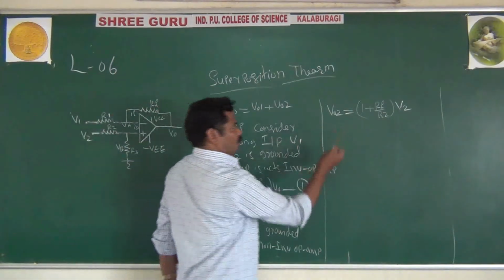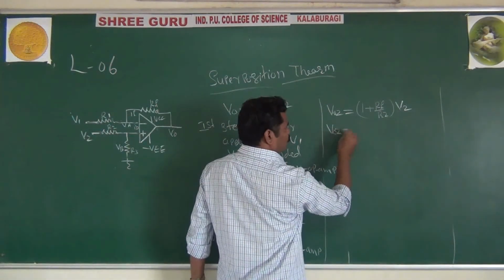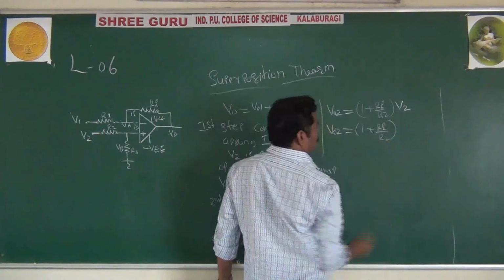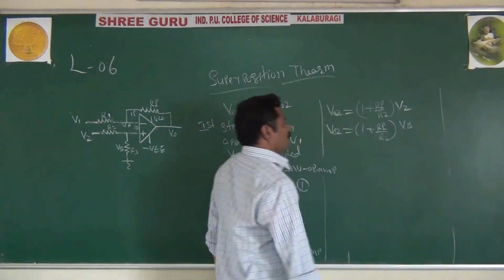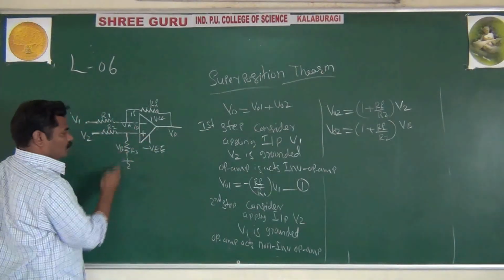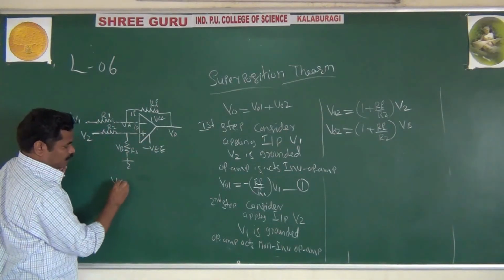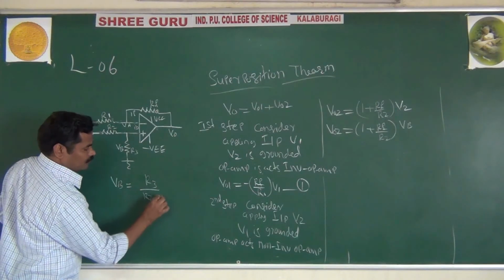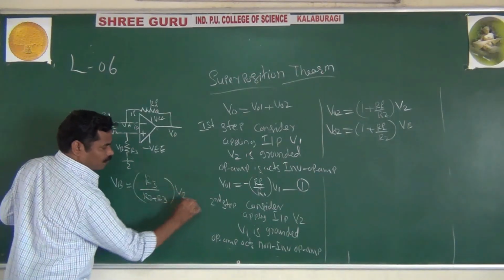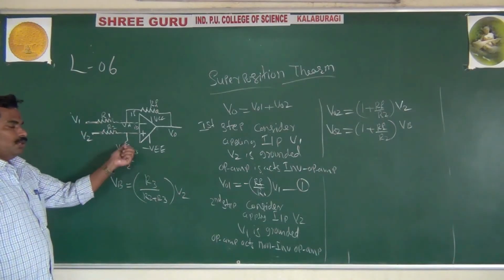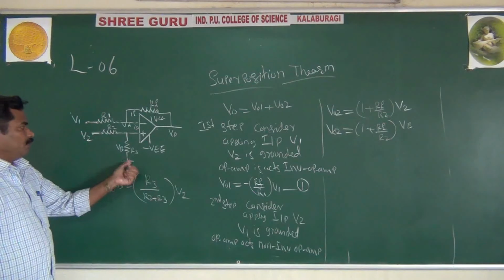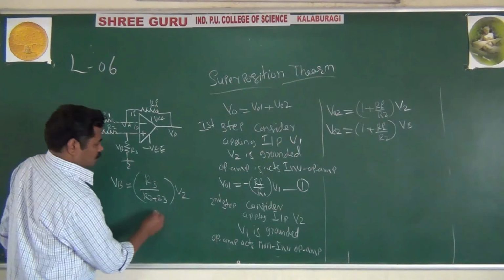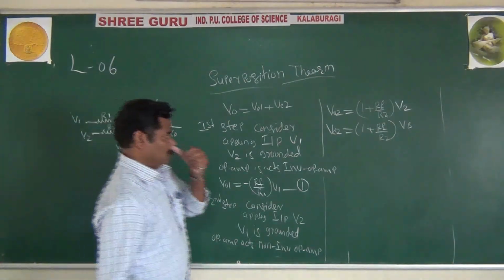I can also write, in case of V2, V02 equal to 1 plus Rf by R2 into VB. And as you know, the VB is the voltage across the R3. We can write VB equal to R3 by R2 plus R3 into V2, because we want the voltage across here. Use the voltage divider theorem, R3 divided by R2 plus R3 into V2. This may be substituted in that equation from my equation number 2. And this is equation number 3.